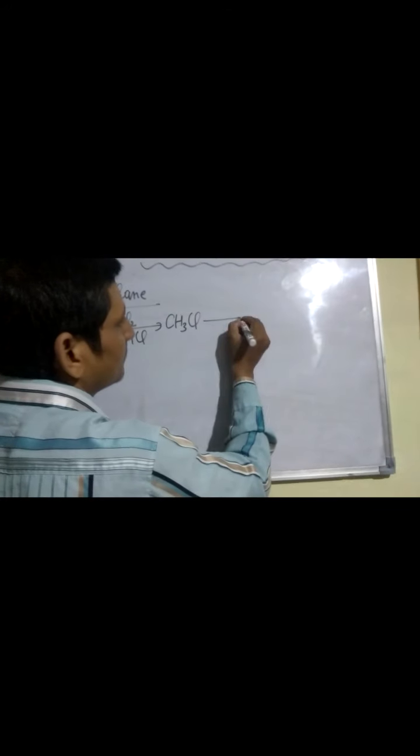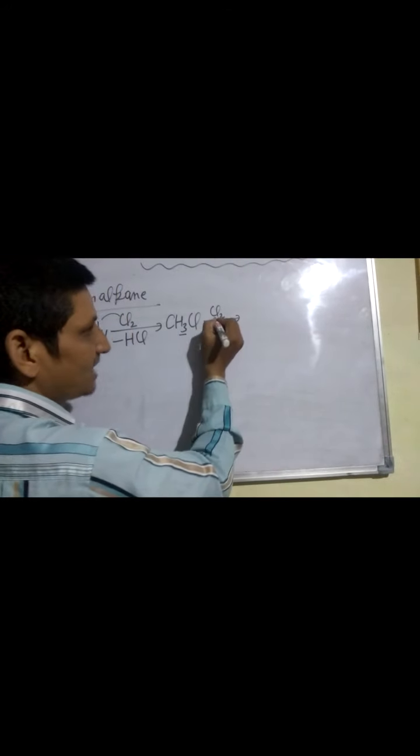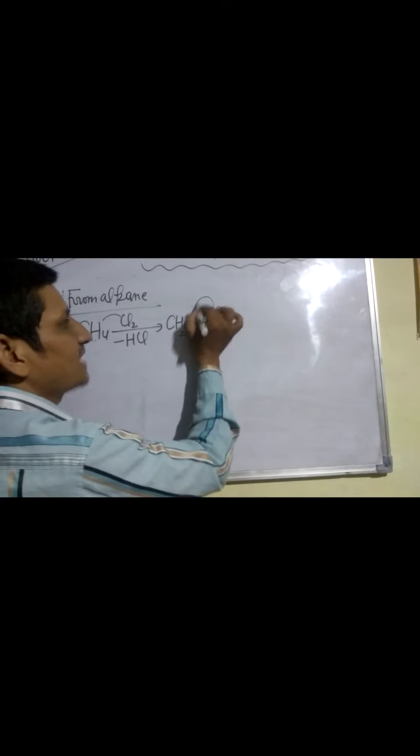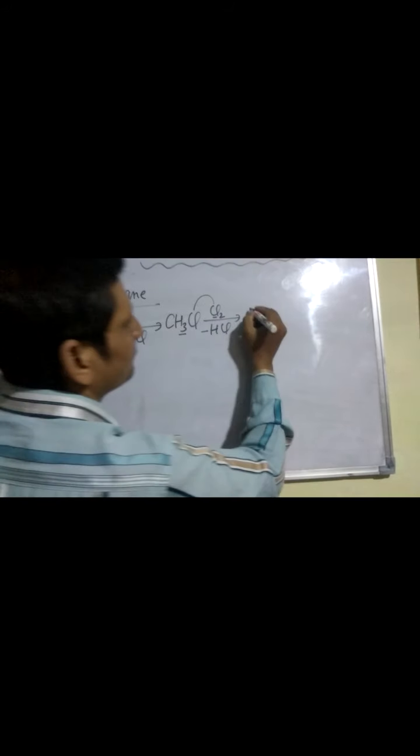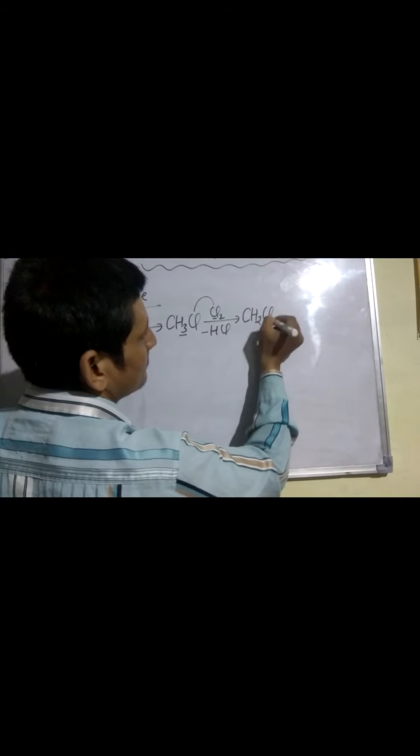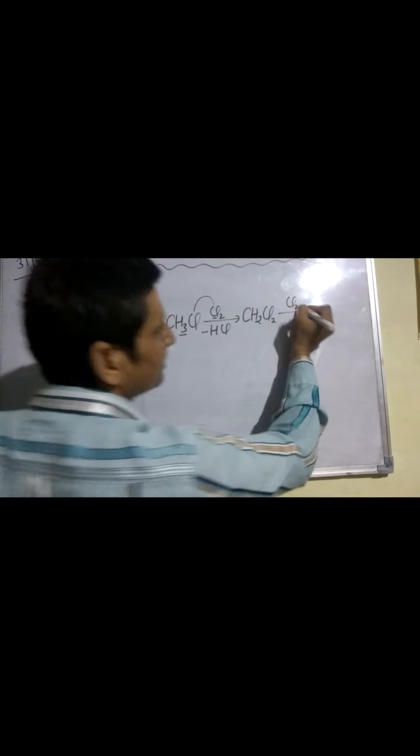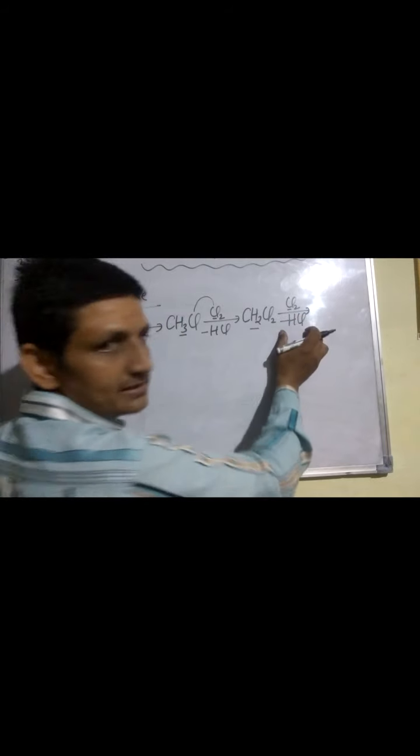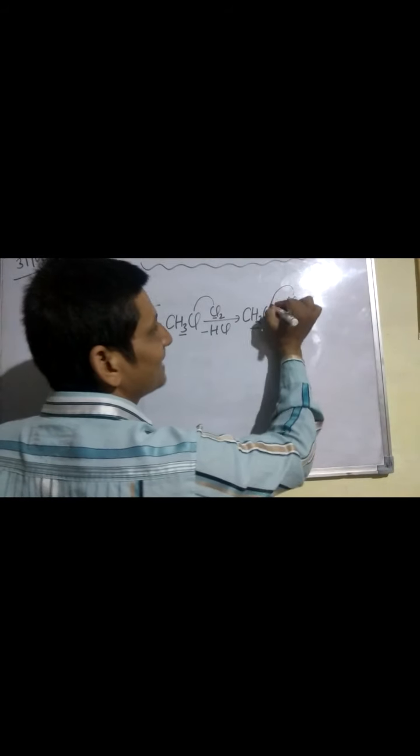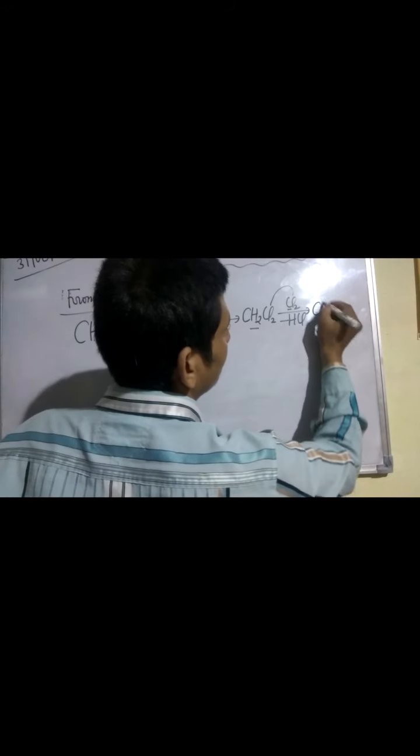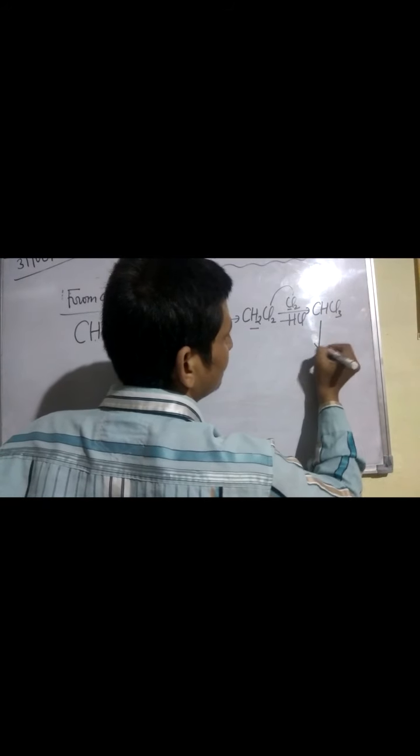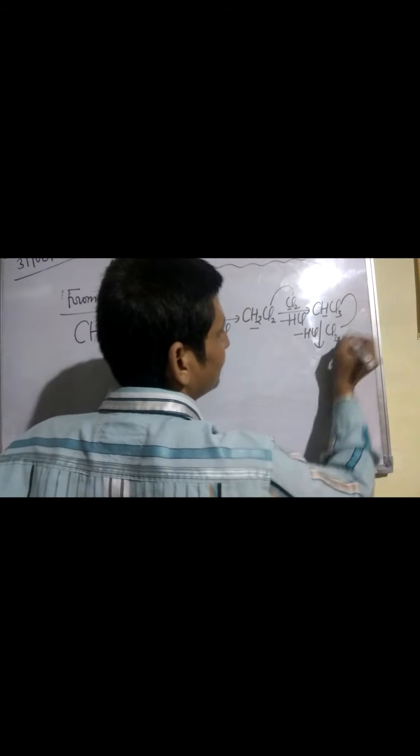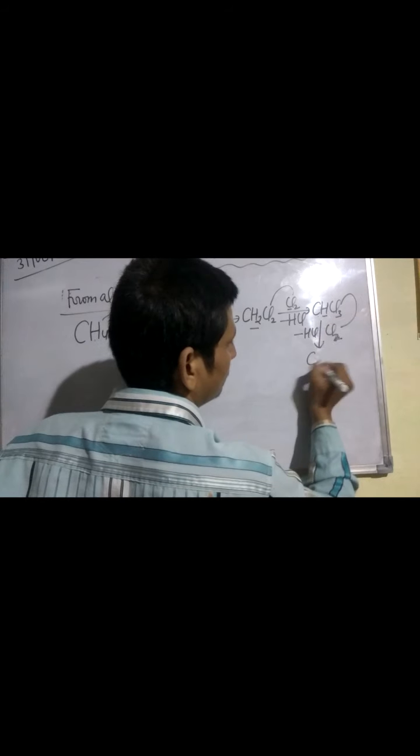Again, Cl2 is added, H and Cl combine to form HCl, minus HCl, and this Cl attached here, we get CH2Cl2. Again, Cl2 reacts, H and Cl combine to form HCl. This is released, so we can write minus HCl. This Cl attached here, we get CHCl3. After this, Cl2, H and Cl combine to form HCl, and this Cl attached here, we get CCl4.